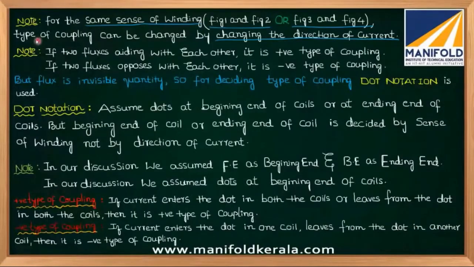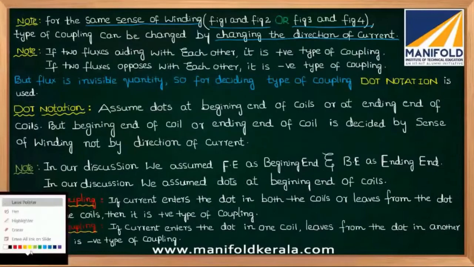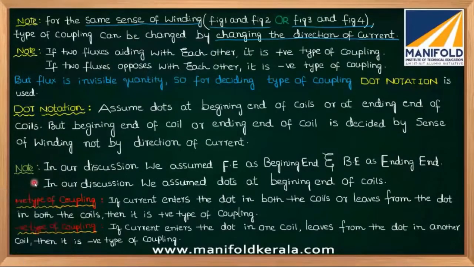And here, see, I told already, this note I think I explained. If two fluxes are aiding each other, it is a positive type of coupling, everybody knows that. If two fluxes are opposing each other, it is a negative type of coupling. But I am giving the definition of positive and negative coupling from the flux point of view.